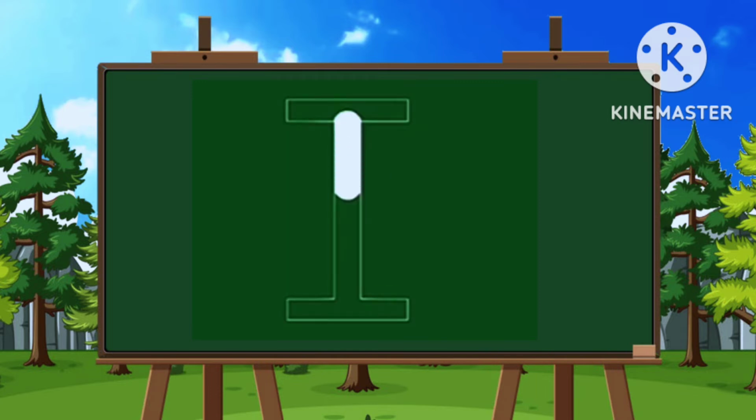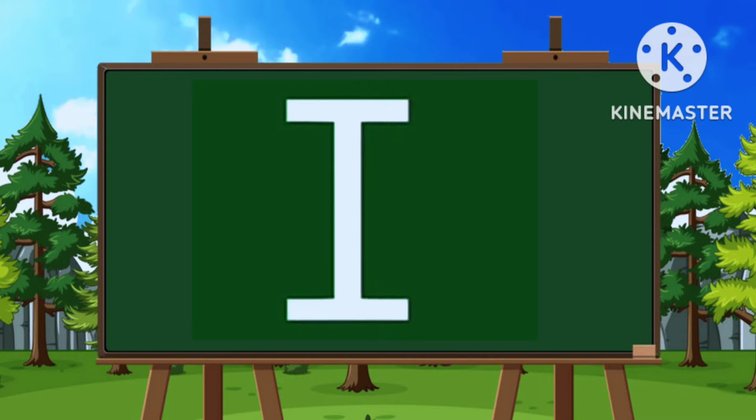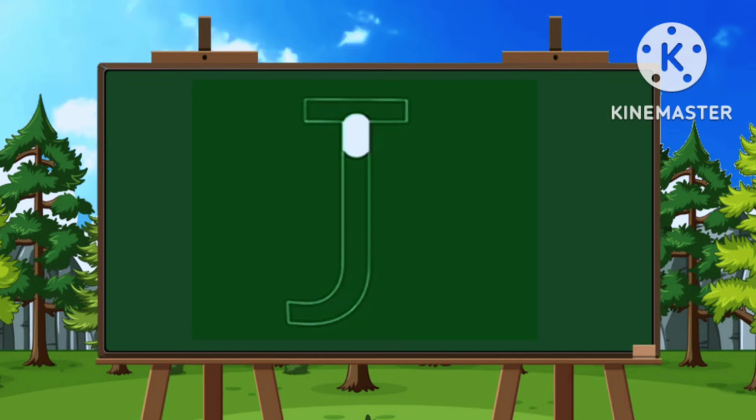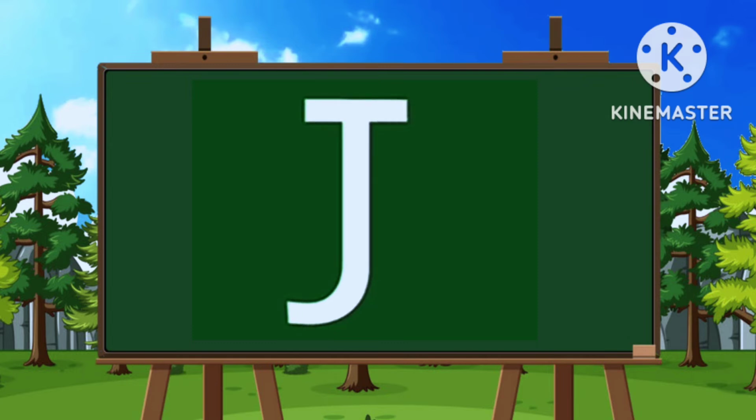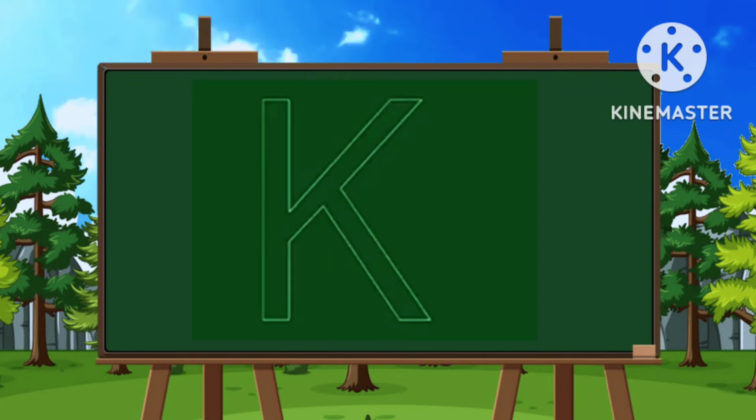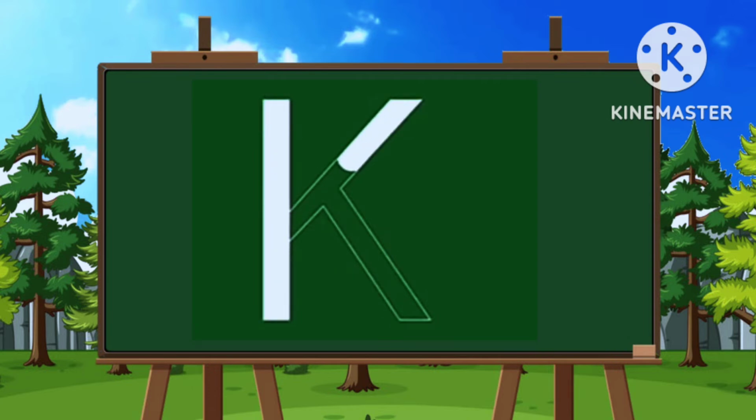I. Standing line, one small sleeping line up and one small sleeping line down. J. Standing line, go down and turn on left hand side and a sleeping line up. K. Standing line, one slanting line down till middle, another slanting line down.